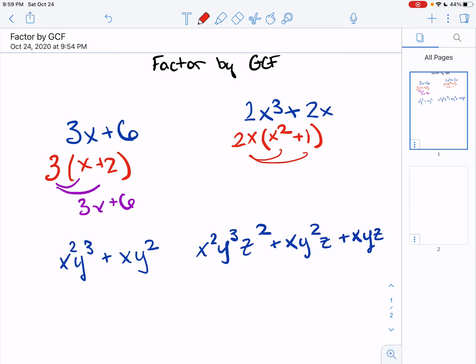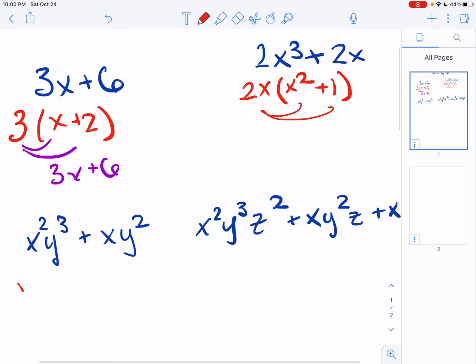The third one, we would factor out. We have x squared in the first term. We have x in the second term. So what's the greatest thing that's shared in terms of x? It's only x. So we can only remove an x. In the first term, we have y cubed. In the second term, we have y squared. So the biggest thing that's in both is y squared.